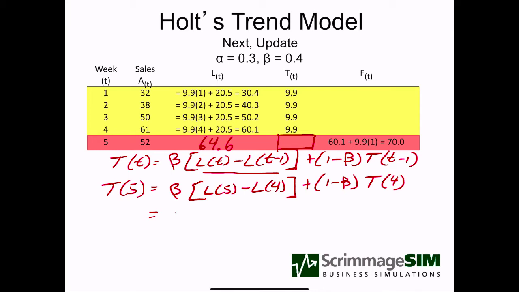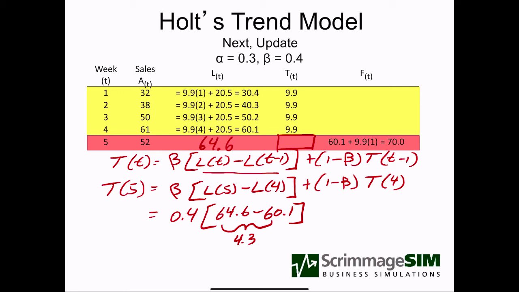Substituting for beta, we have 0.4, which again is quite an aggressive parameter. In practice, it'd probably be more like 0.2. And we're going to have the level in period 5, which we just calculated, as 64.6, minus the level we thought we had in period 4, which was 60.1. This difference is 4.3. So we've observed a change of 4.3 between what we thought the level was in week 4 and what we think the level is in week 5.